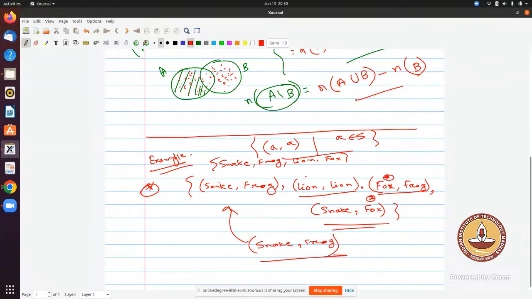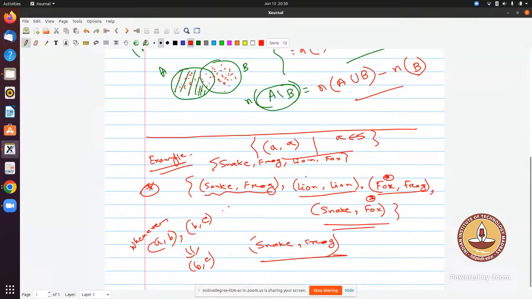For symmetric, if there is (snake, frog), but (frog, snake) is not there, then it is not symmetric. For transitive, it should not be satisfied by only one element alone. Whenever (A, B) is there and (B, C) is there, then only we need (A, C). This is a whenever condition.